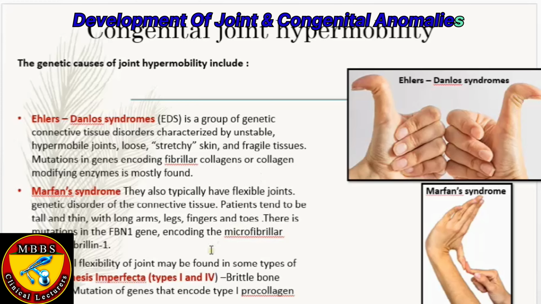In Marfan syndrome, again there is mutation of the gene which is encoding the fibrillin protein, and in this syndrome usually the individuals are very long and thin, their arms and legs are very thin and long, and there is hyperflexibility of the joints as you can see in this diagram.